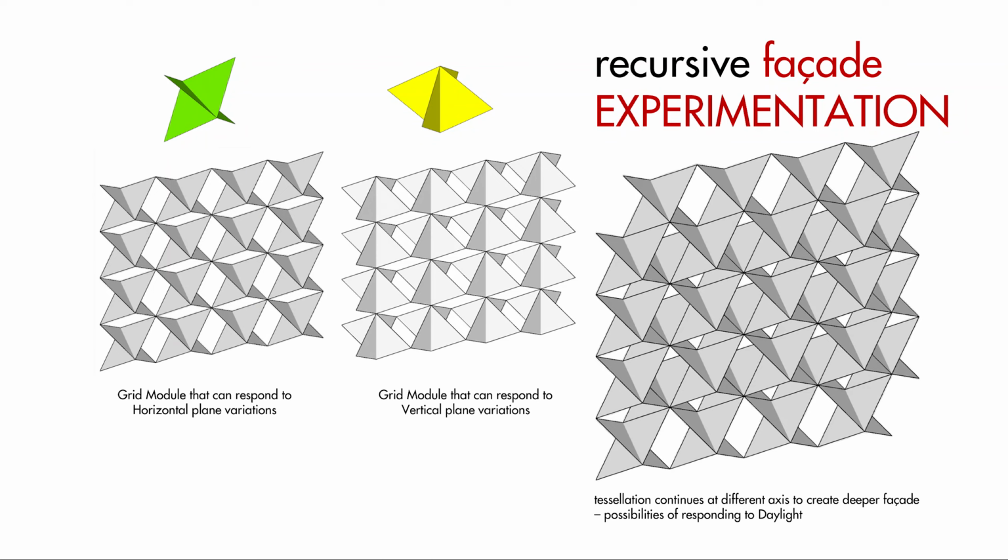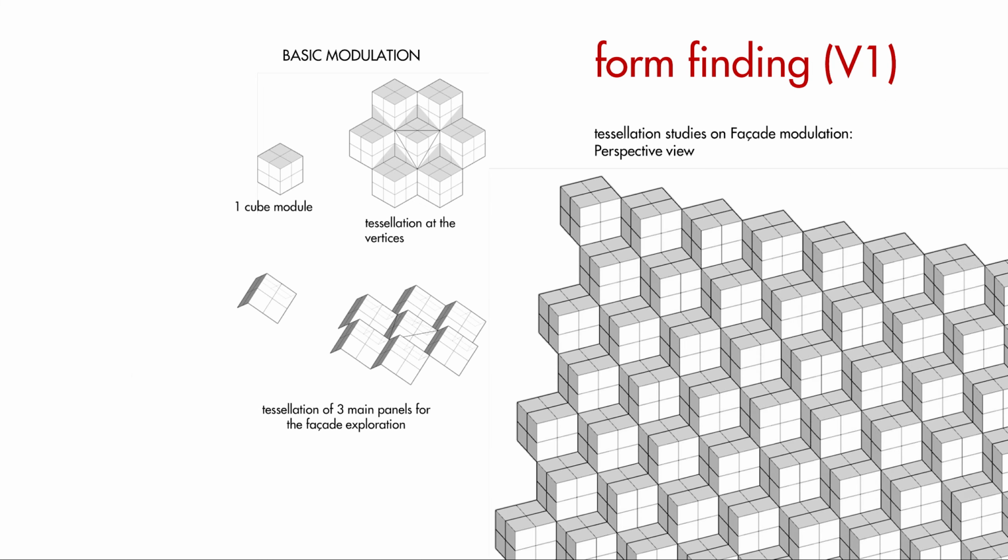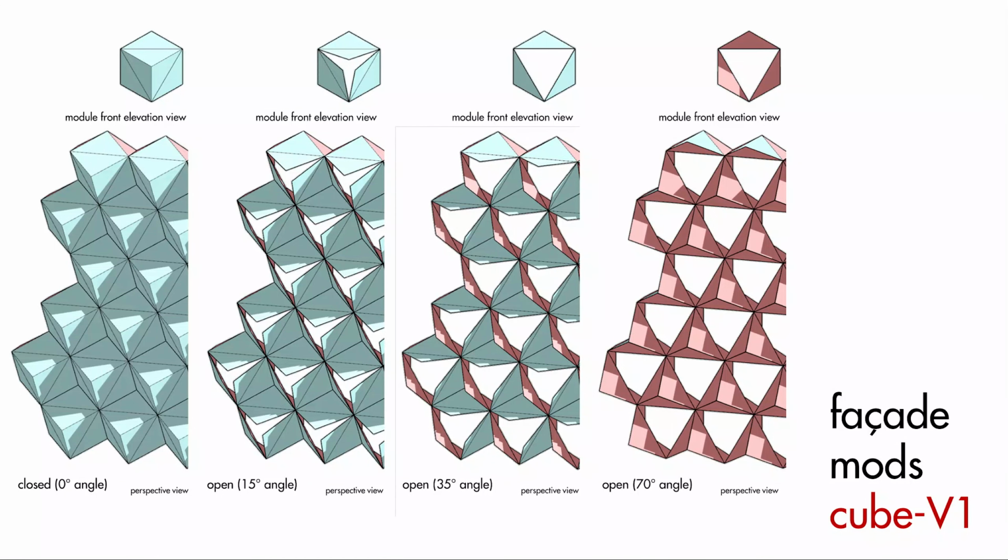As one of the objectives for this research is to determine the design variance of external facade, I tried to tessellate the derived shapes into a wall partition to experiment with the look and practicality. The form finding and the basic modulation of my first facade iteration is created by the tessellation of the polyhedra and the shapes. An exploration of this facade module named Cube V1 is created with variations of a shutter-like opening with a variation of 15, 35 and 70 degree angle.